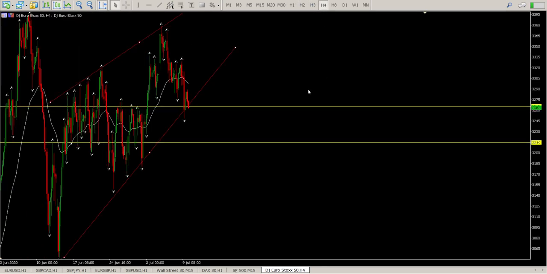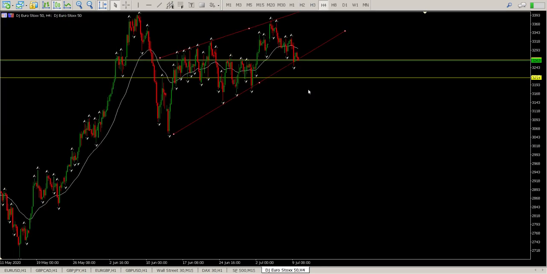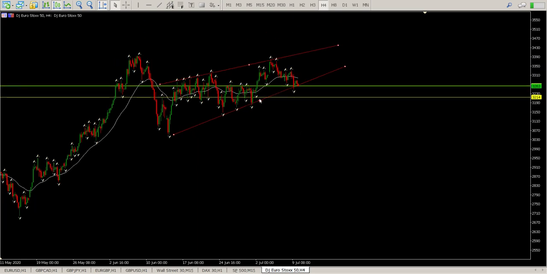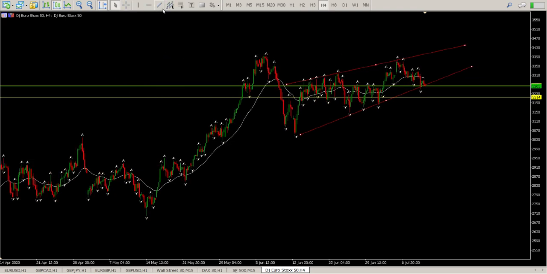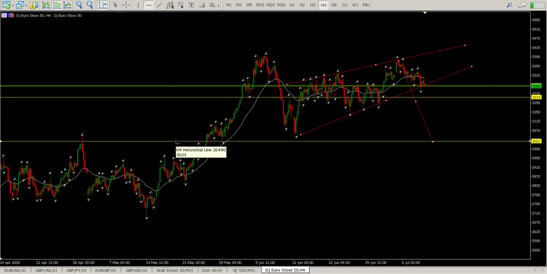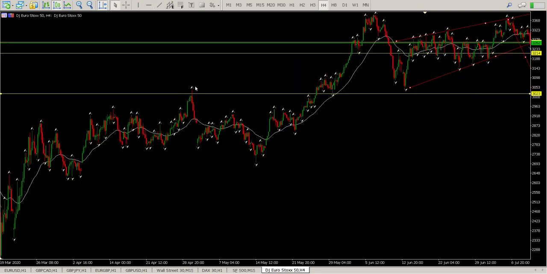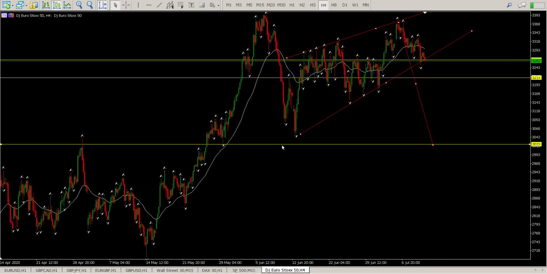Okay, so this is a pretty textbook view of a wedge. Okay, this is textbook structure, this. And the textbook measured move is going to be something like that, which pretty much is going to come and test the previous breakout here. Okay, and that is 3023.